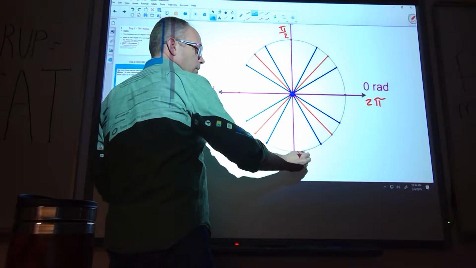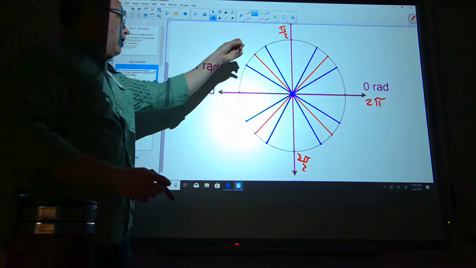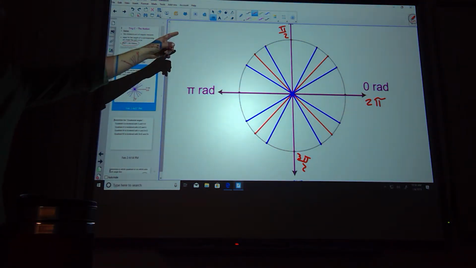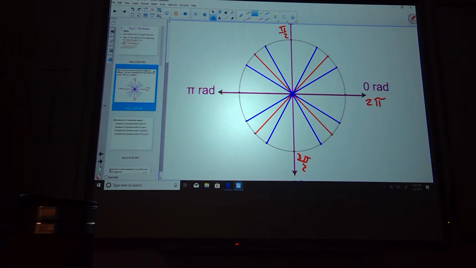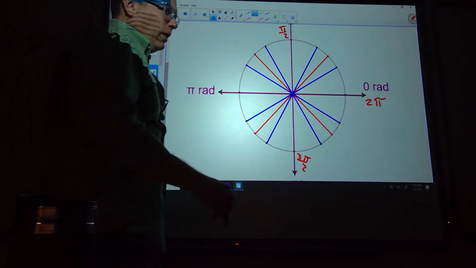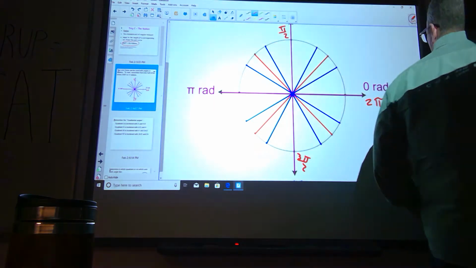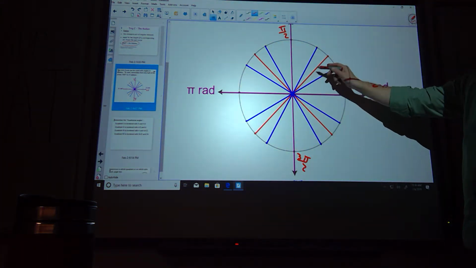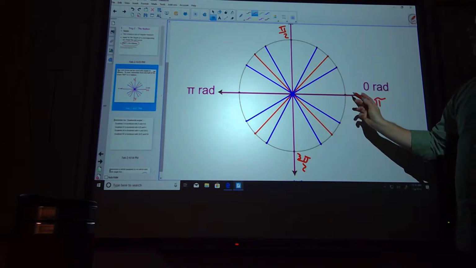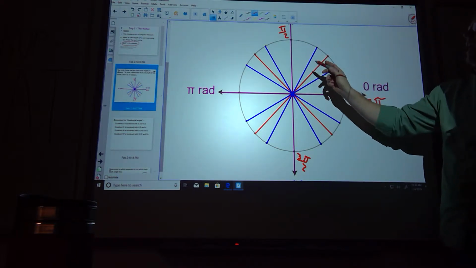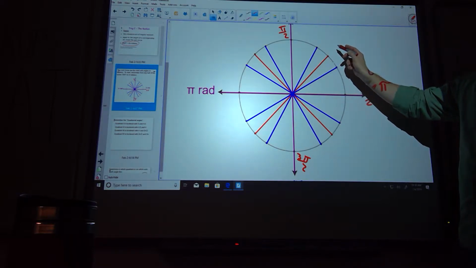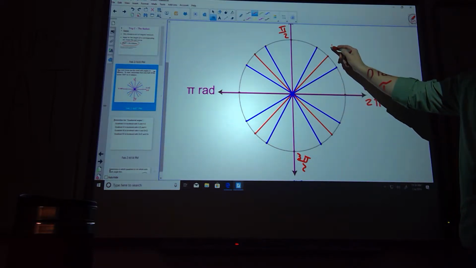3 pi over 2. Basically, I'm adding pi over 2 to pi. So that becomes 2 pi over 2 plus pi over 2 is 3 pi over 2. And then we have to start thinking, okay, let's look at the red first. We'll deal with the 45-degree angle. So between 0 and pi halves, I'm halfway there. So what's halfway between 0 and pi halves? Pi over 4.